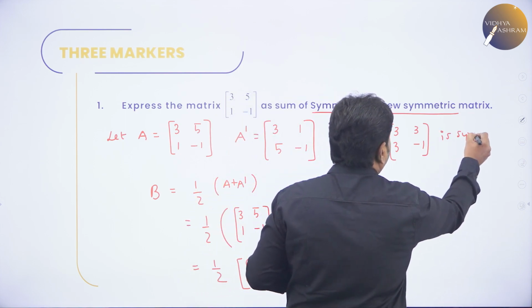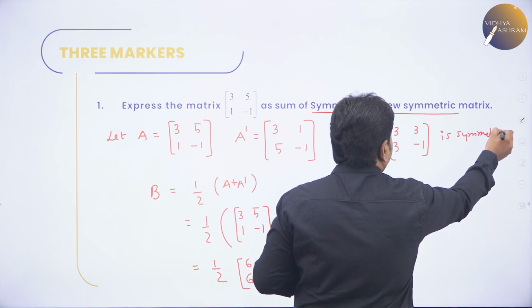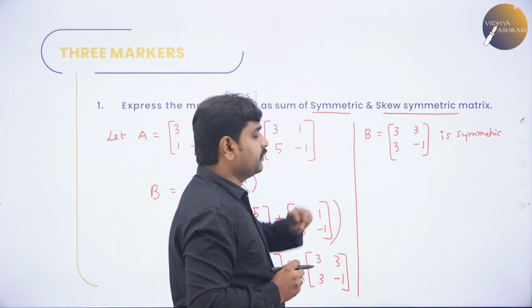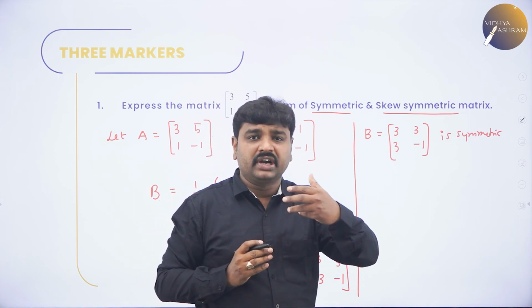If you want, you can verify. If you do B dash, it gives B. If you do transpose, you will get the same value. Now we got B, the symmetric part. Now we will go ahead with what?